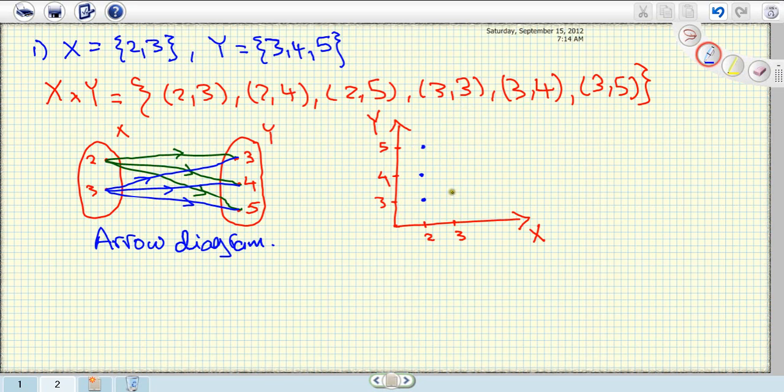Okay, where's 3 and 3? Yes, this one is 3 and 3, and 3 and 4. This one 3 and 4, and this is 3 and 5, and this is what we call the Cartesian diagram of the Cartesian product x and y. Okay.